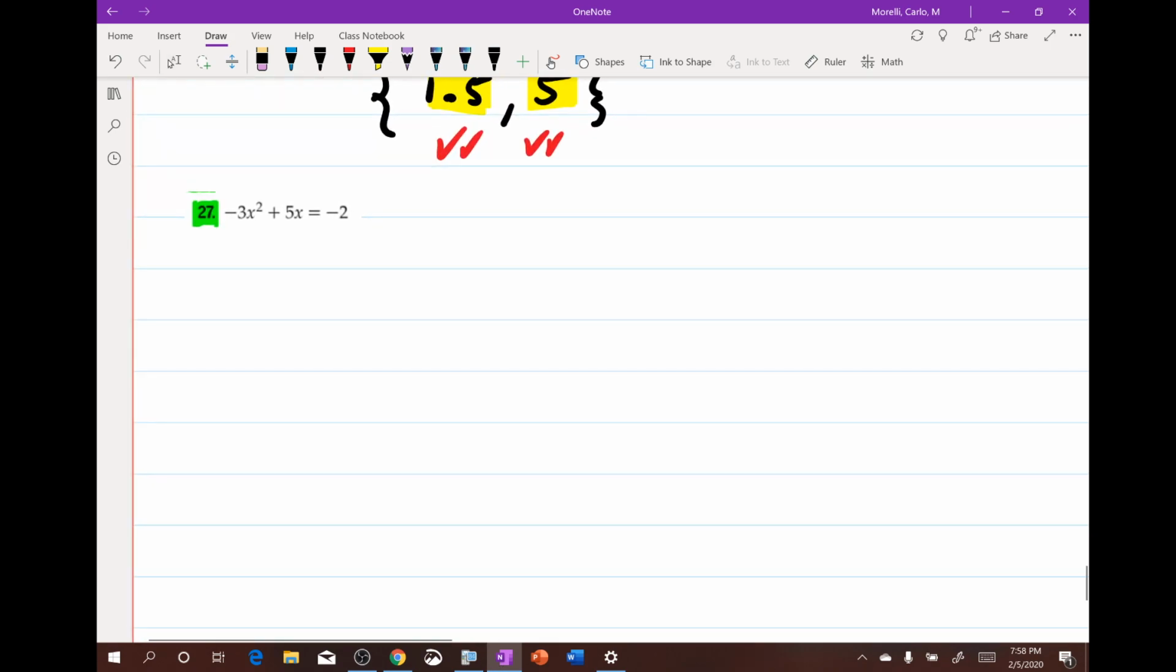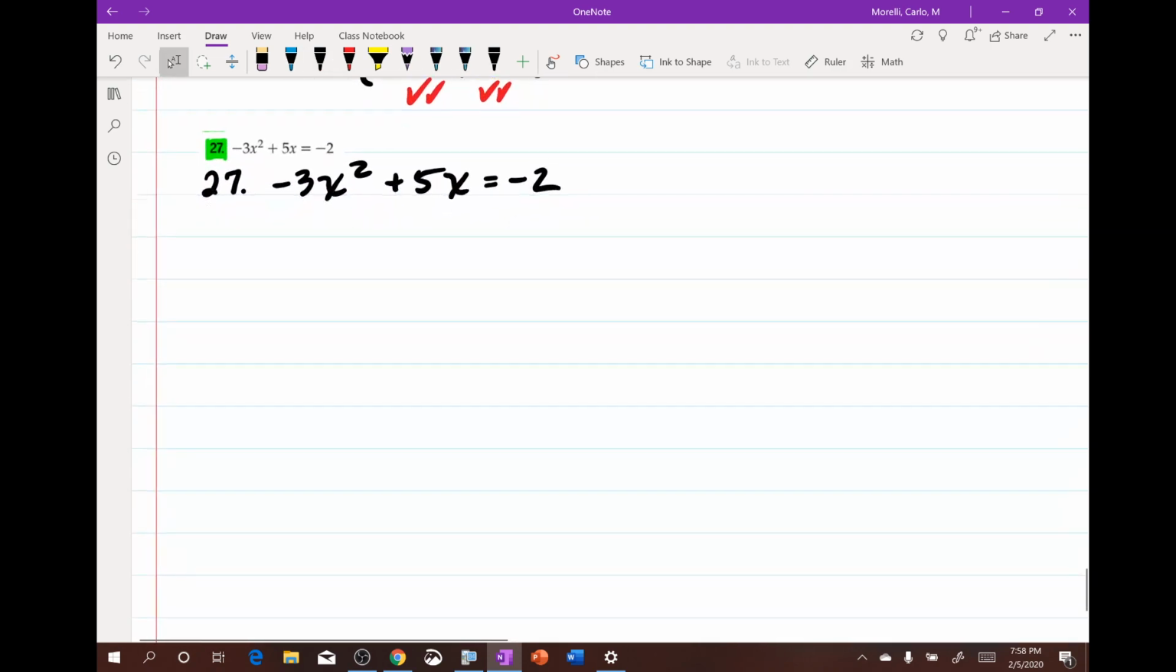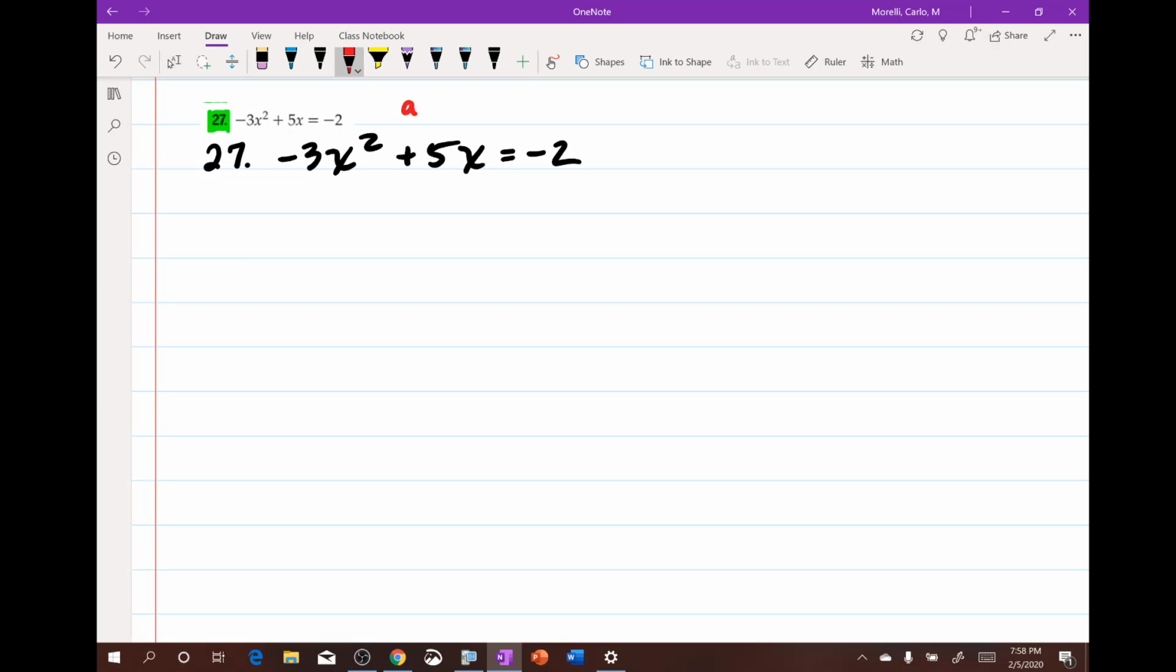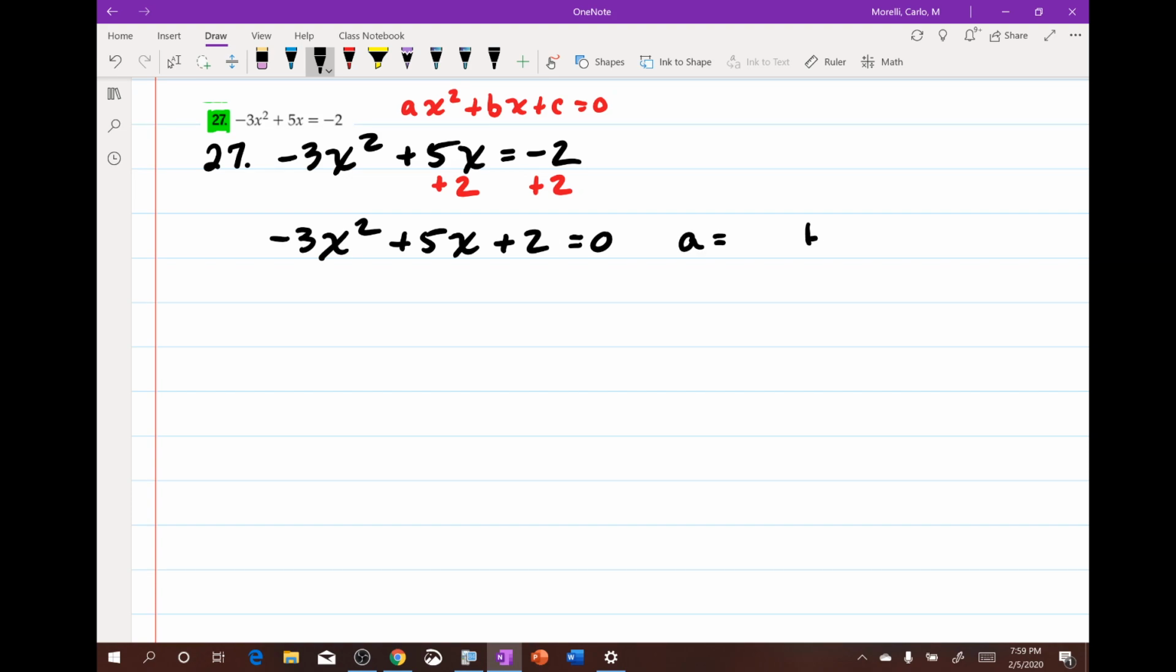And I'll zoom in and rewrite it all for you. Okay, so number 27. Negative 3x squared plus 5x equals negative 2. All right, the problem with this guy is that he's not in standard form. We need him to be in ax squared plus bx plus c equals 0 form. Plus 5x plus 2 equals 0. So now I'm in standard form. So let's do it. A equals, B equals, C equals. A is negative 3. B is 5. C is 2. So the master product, MP, is equal to A times C, which is equal to negative 3 times 2, which is equal to negative 6.